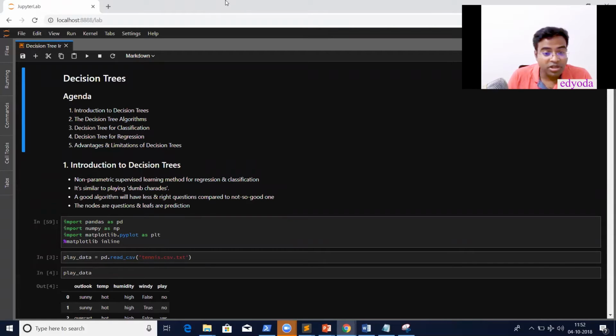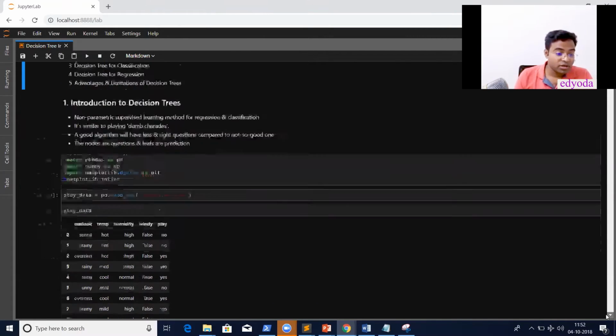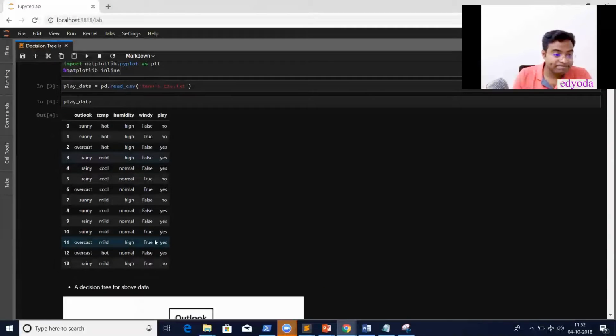Here the questions are framed into a tree, and each node is a question. Let me show how it looks. Say you have this data. This is tennis data. Outlook, temperature, humidity and wind are weather factors, and the target column is play or not play. Based on these parameters, you should train your model so that, given these four parameters, you can predict if the play will happen or not.